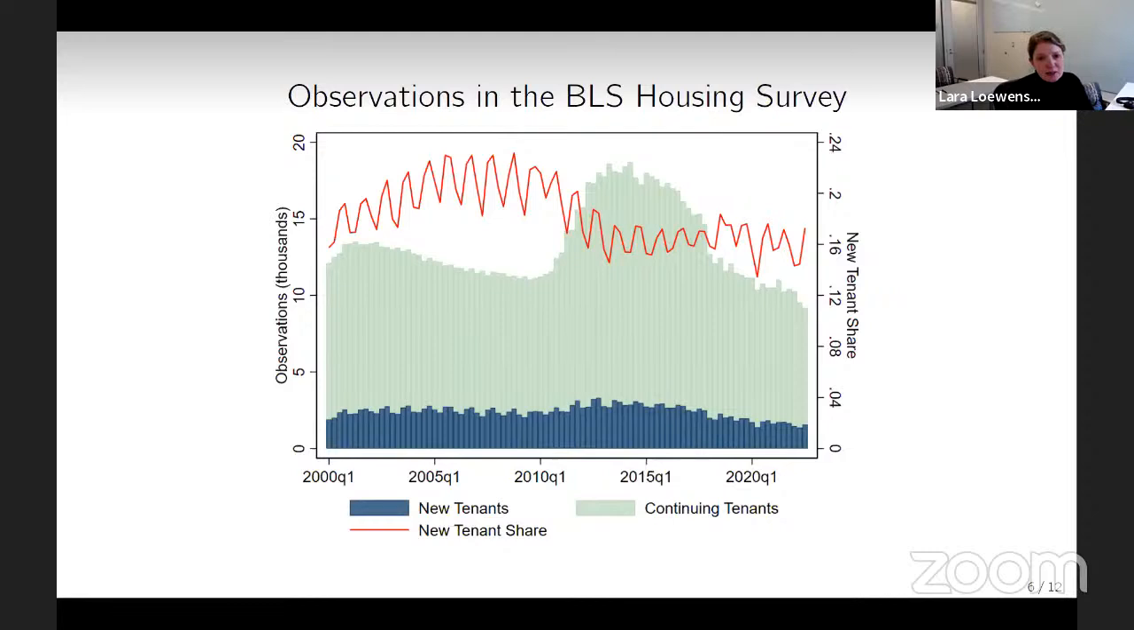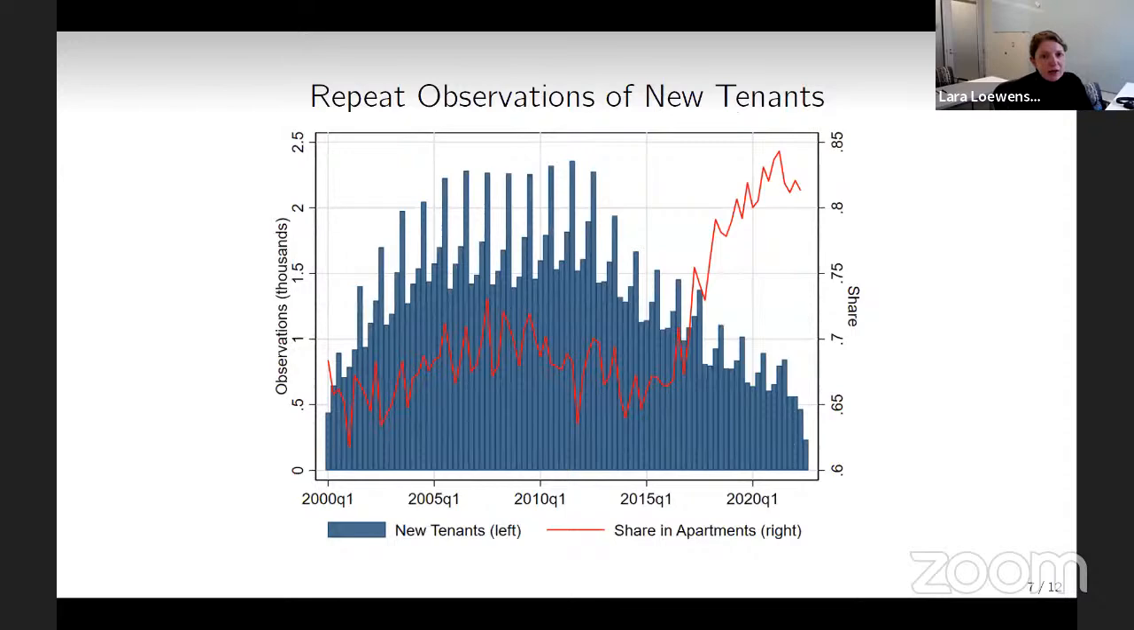And so sort of a comforting fact about this data is that that new tenant share is relatively stable. Yes, it declined somewhat during the Great Recession, but has since remained fairly flat. But one tricky part about creating any repeat transaction index is that we need not just single observations, but two observations on the same property.